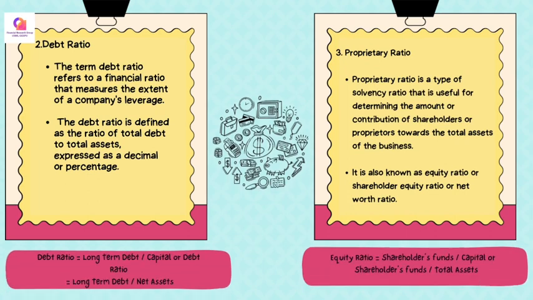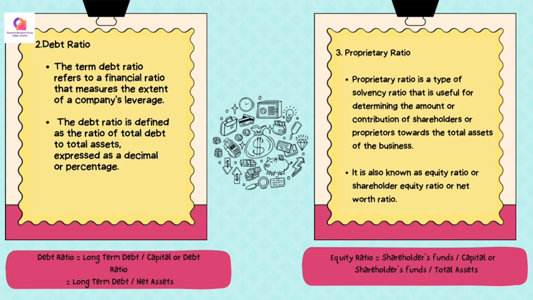Next is debt ratio. The debt ratio is a financial statistic that is used to assess the financial leverage of an organization. It is determined by dividing the total liabilities by total capital. The riskier the company is, the bigger the debt ratio. Bank loans, bonds due, notes due, and other long term obligations are among them. Debt ratio is equal to long term debt divided by capital, or debt ratio is equal to long term debt divided by net assets.